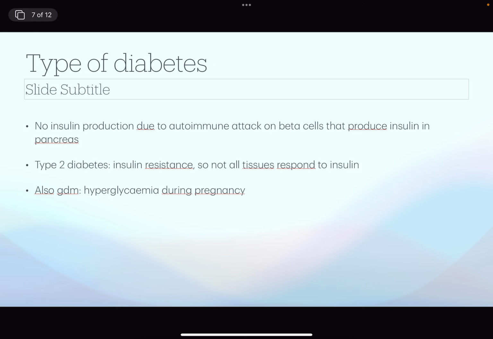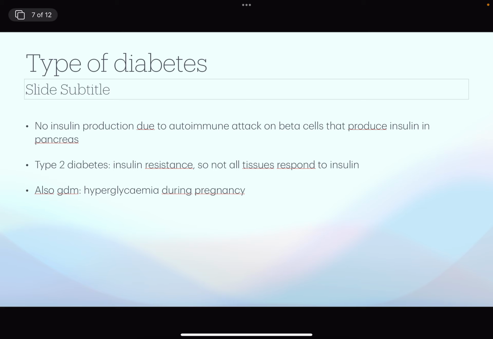Okay, so the types of diabetes, I don't think this is so hard. I think many people know the types of diabetes. So first of all, if no insulin is produced due to the autoimmune attack on the beta cell, this is of course type 1 diabetes. So you don't produce any insulin at all, or very little. And in type 2 diabetes you actually have insulin production, at a very high rate, because the tissues are not responding to insulin.